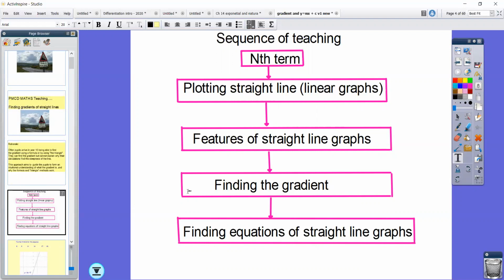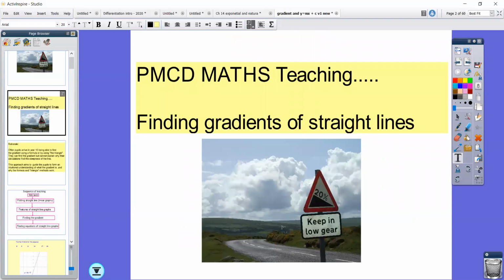But we're going to focus on the gradient here, and you can see in the first picture this sign, which many students would have seen. We've all seen these, but do they really understand, or do many adults understand, what this actually means? They think the higher the number, the steeper it is, but why? What's 20% got to do with it? This lesson loops around to get to that.